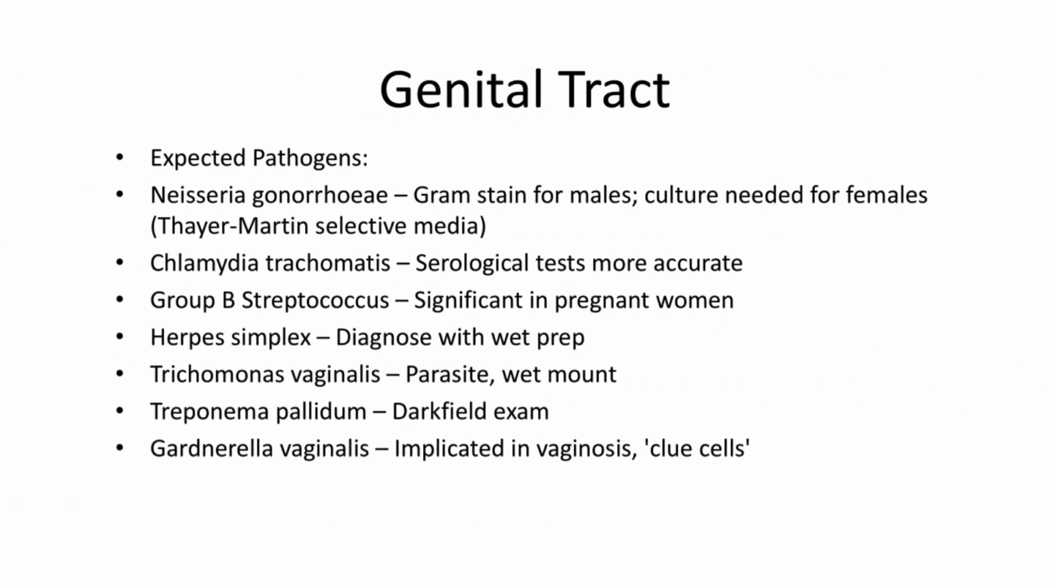In the genital tract, several pathogens are important. Neisseria gonorrhoeae is diagnosed with a gram stain in males, but for females culture is required, typically on Thayer-Martin selective media. Chlamydia trachomatis is better diagnosed with serological or molecular tests. Group B Streptococcus is clinically important in pregnant women. Other agents include herpes simplex virus, Trichomonas vaginalis, a parasite seen on wet mount, Treponema pallidum detected with dark field microscopy, and Gardnerella vaginalis, which causes vaginosis and is identified by the presence of clue cells.